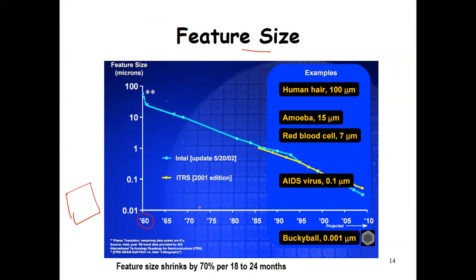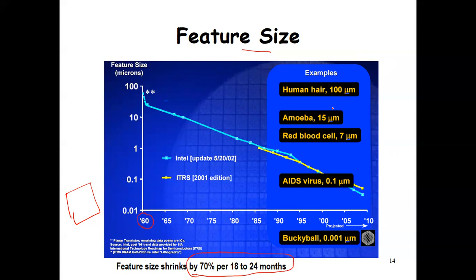it keeps on reducing, right? Here there is a factor, and the factor is shown here. So it keeps on reducing over a period of time from 60. The feature size shrinks by 70 percent per 18 to 24 months. That's what is shown here in an example.